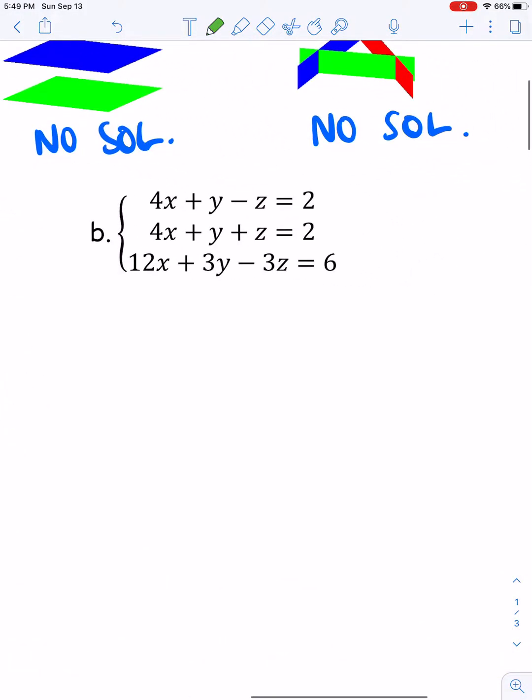Okay, moving on to part B. In part B, remember we want to use substitution.